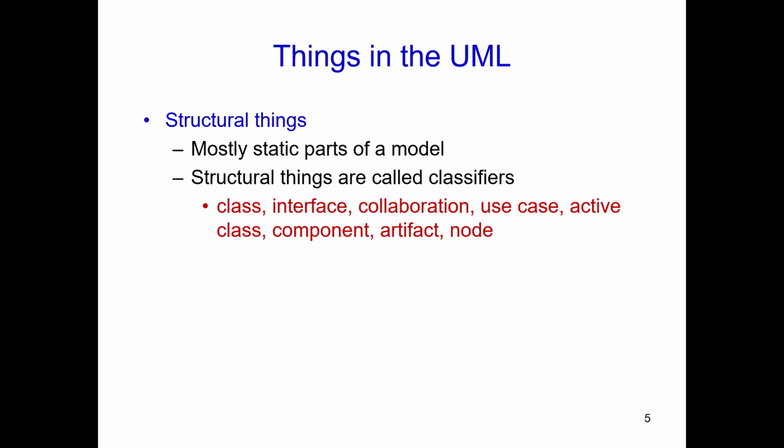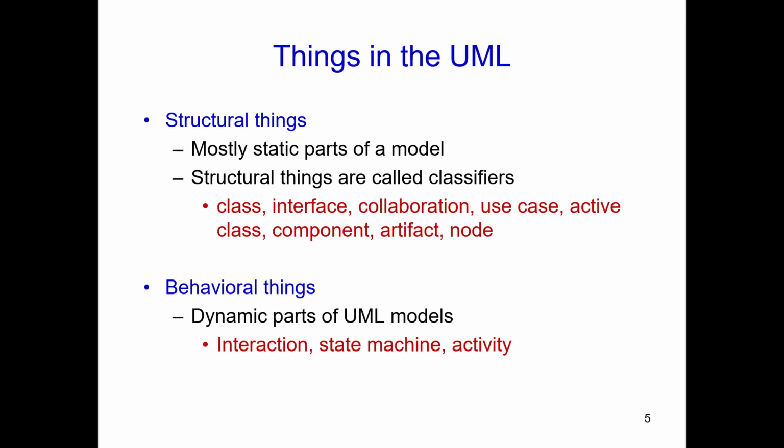And what are the things in the UML? There's structural things. These are mostly static parts of a model. These are called classifiers. That could be a class, an interface, a collaboration, a use case, active class, component, artifact, and so on. So these are structural things that are mostly static. And there are behavioral things. These are dynamic parts of UML models like interactions, state machine diagrams, activity. So those are like causal loop models, they are represented differently, but there's the same idea. We call them state machine diagrams here in the UML.